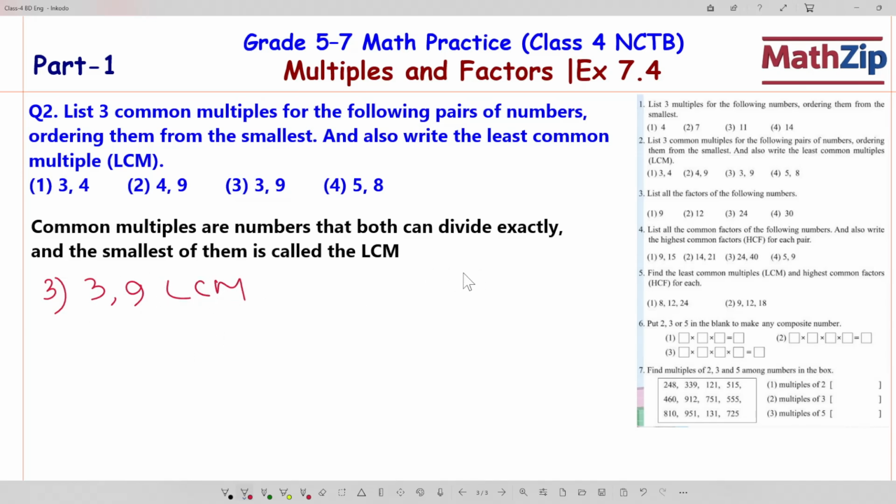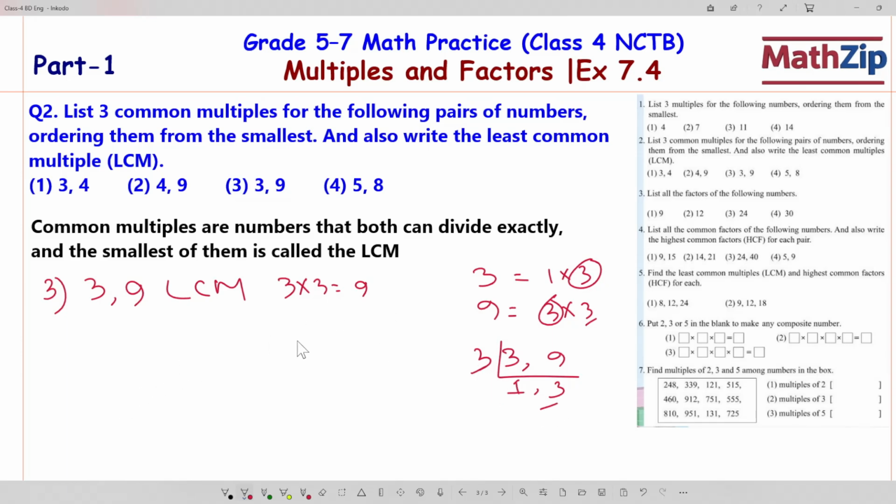Number 3 has two numbers, 3 and 9. What is their LCM? 3 we can write as 1 times 3, and 9 we can write as 3 times 3. Which is the common thing? 3. And here is the uncommon part. It means the LCM is 3 times 3, which is 9. Or the shortcut: 3 and 9 we can divide by 3, so here is 1 and here is 3, and 3 times 3 is 9. So 9 is the LCM, the least common multiple.